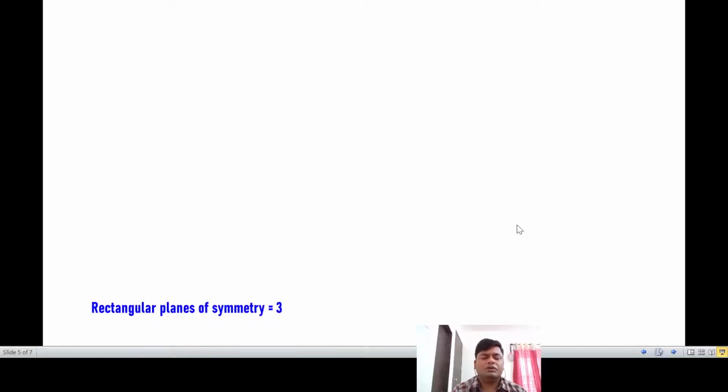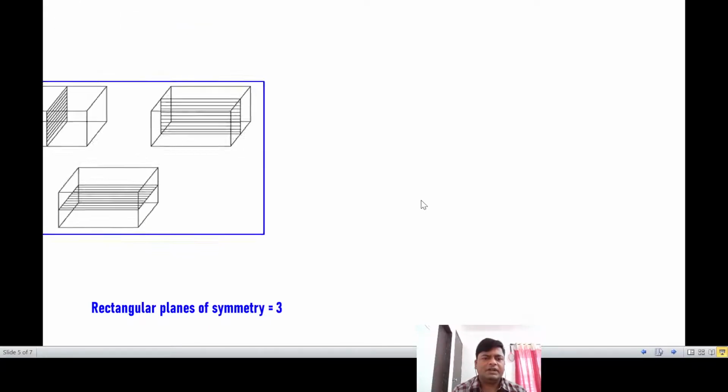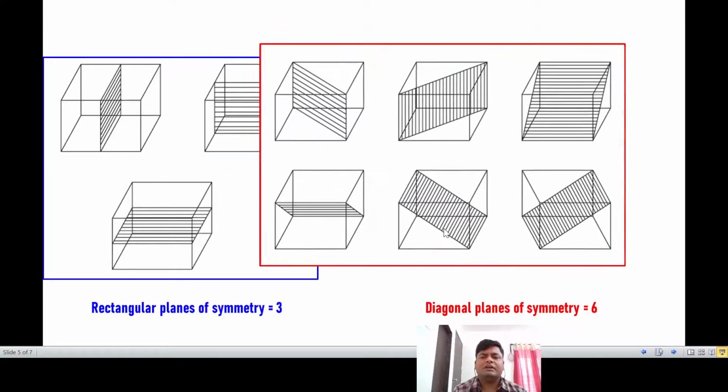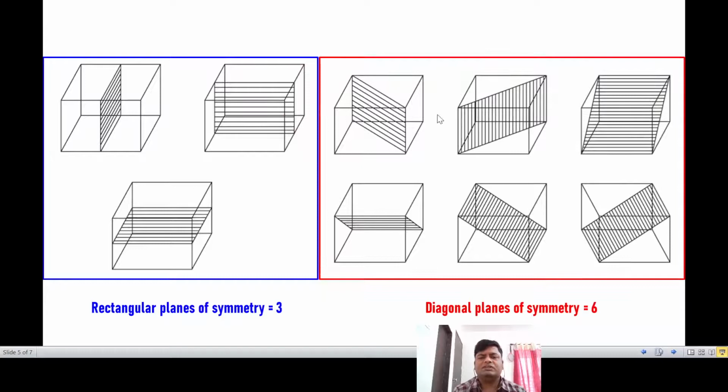To demonstrate the rectangular planes of symmetry more clearly, an example is shown here. You can see these planes are the rectangular planes of symmetry, whereas the example for the diagonal planes of symmetry is given here. These are the different planes in the cubic crystal system. The diagonal planes number six and the rectangular planes number three, so totally nine planes of symmetry are there.